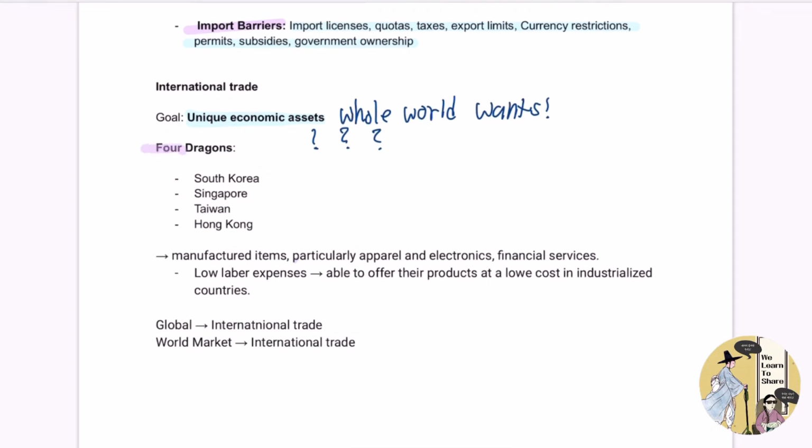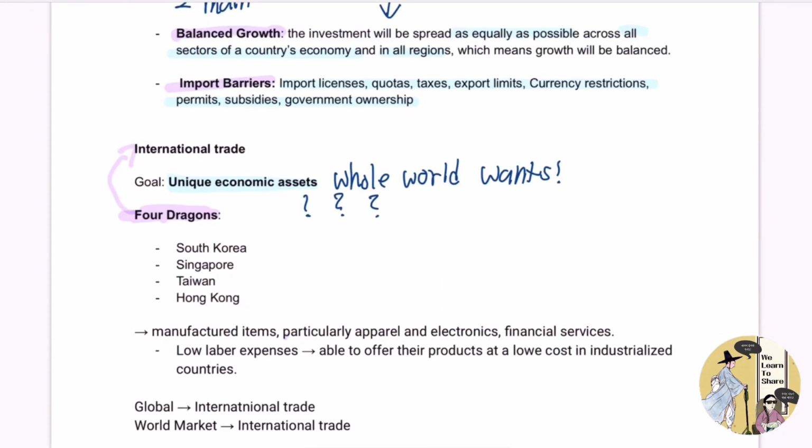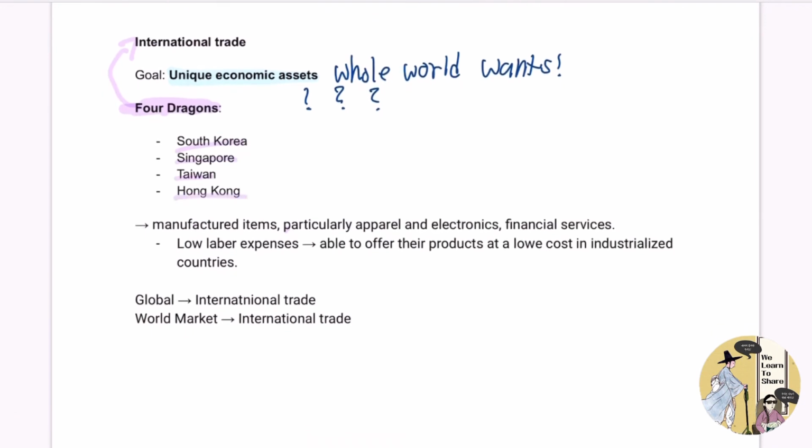You have to know the 4 dragons. The 4 dragons are example countries taking the international trade path. They are South Korea, Singapore, Taiwan, and Hong Kong. Due to scarcity of natural resources, the 4 dragons supported growth by focusing on a few manufactured items, particularly apparel, electronics, and financial services. Because of their low labor expenses, these nations were able to offer their products at a low cost in industrialized countries.